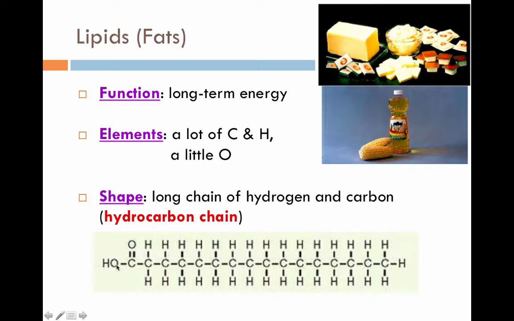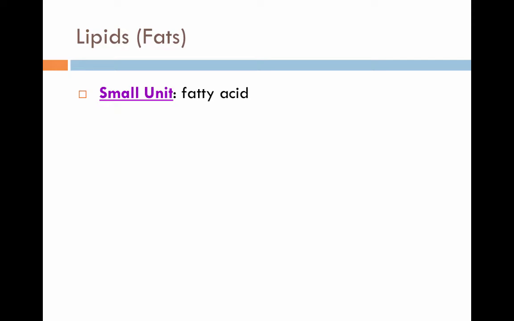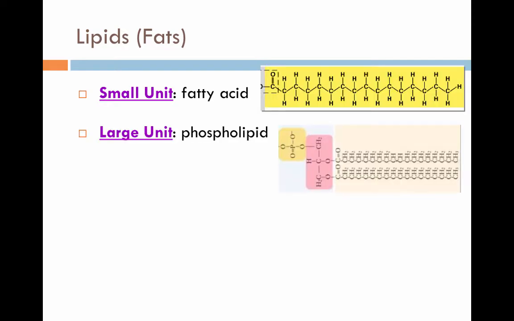The shape of a lipid is exactly what's below. It's a long chain of hydrogens and carbons. See this long chain? Therefore, the chain is called a hydrocarbon chain. Hydro meaning hydrogen, carbon meaning carbon. So hydrocarbon chain is the shape of a lipid. The smallest unit of a lipid is called a fatty acid, and the large unit of a lipid is called a phospholipid. There's no real fun way to remember this one. Fatty acid is a small unit. 2 fatty acids stuck together, there's 1, there's 2, is called a phospholipid.